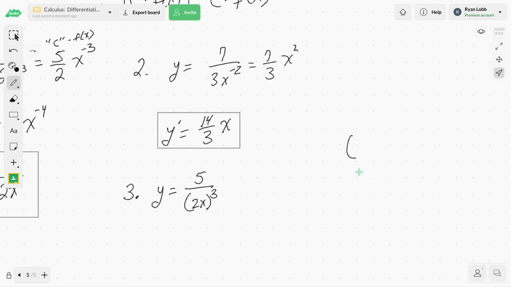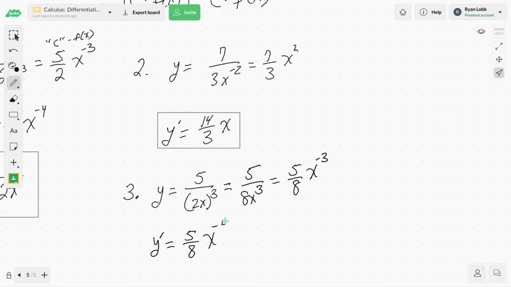So what we need to do is first multiply out, 5 over 8x cubed, then rewrite that as 5/8 x to the negative third. Now this is what we need: a constant times a function of x. We could take the derivative. y prime would be equal to 5 over 8 x to the, drop the power by 1, negative fourth. Simplify correctly, 5 over 8x to the fourth. And that one, done. There's y prime.